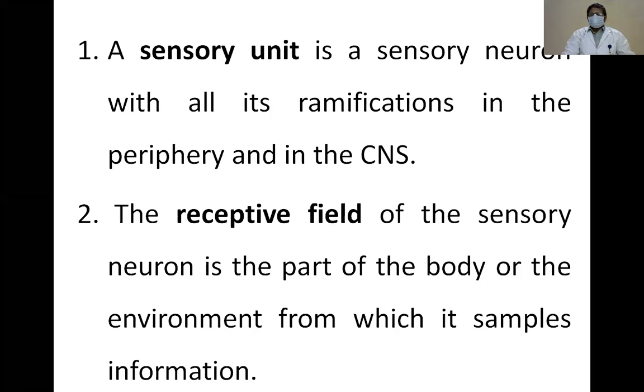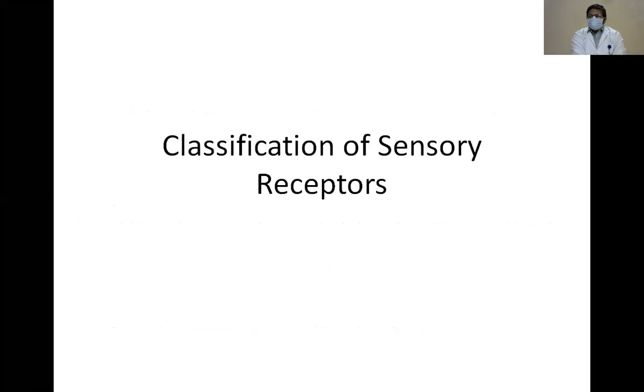Then what is the receptive field of a sensory neuron? It is the part of the body from where the neuron samples the information. The area from where the sensory neuron receives the information is called the receptive field of a sensory neuron.